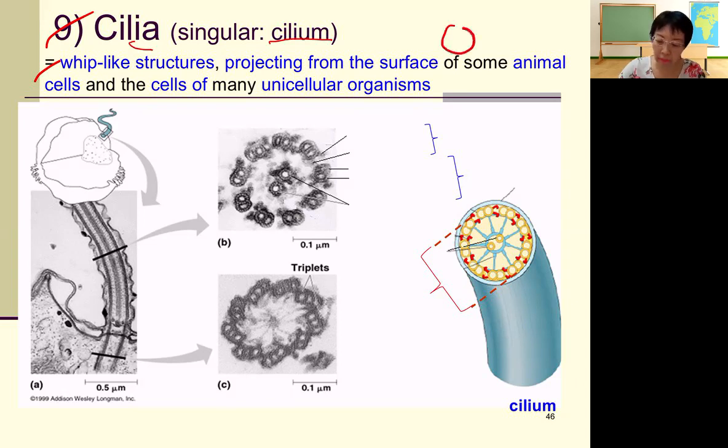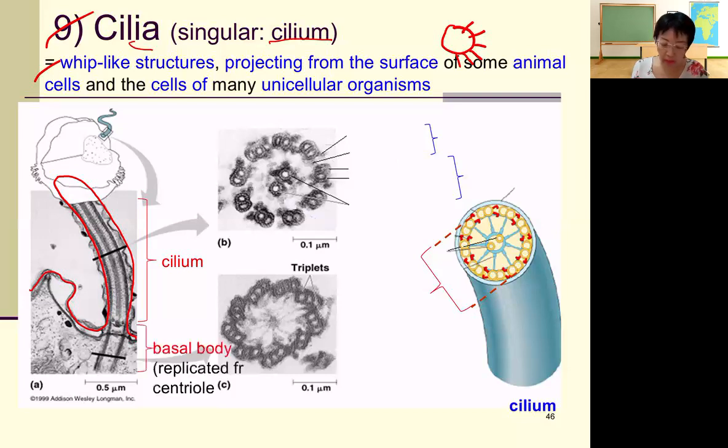That means if this is a cell, it is projecting outwards from the cell. So this is the cilia. Let us study the structure of the cilia. Here what you can see is that this is a membrane of the cell. And this is a projection projecting outwards from the cell. It's still surrounded by the cell surface membrane, but it's projecting outwards. So this is called the cilium, one cilium.